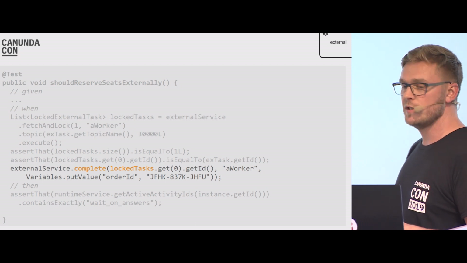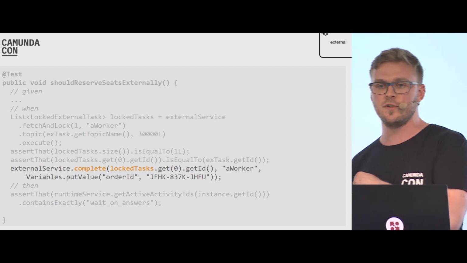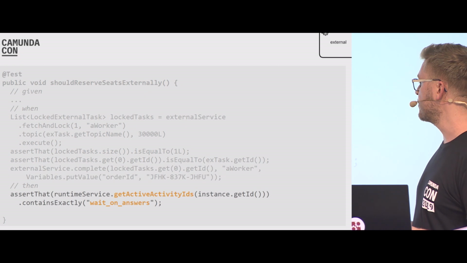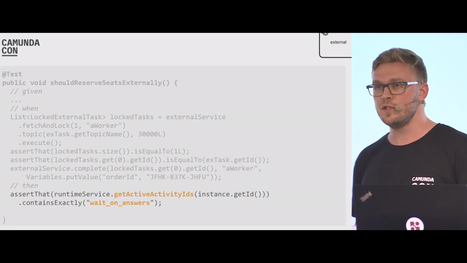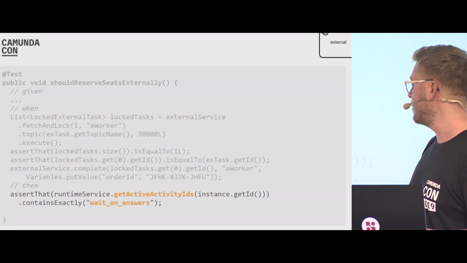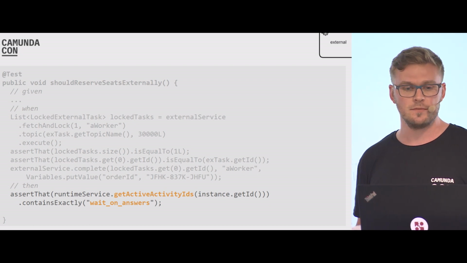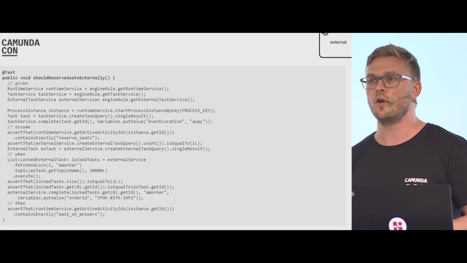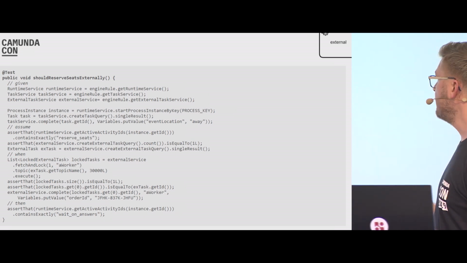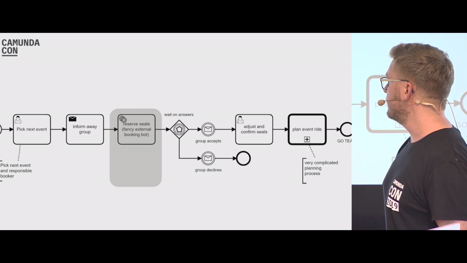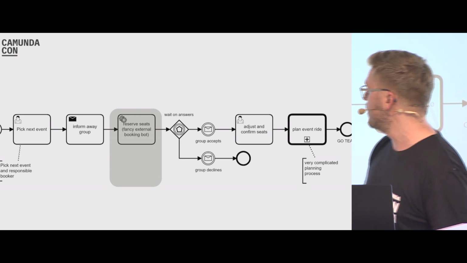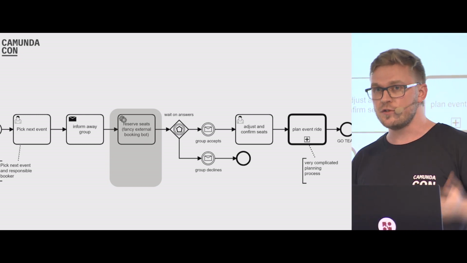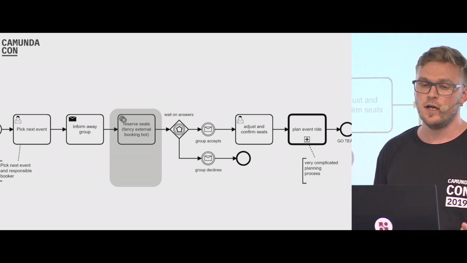And then we have our lovely variables again here. So again, if you're lucky, you use the variables class. If not, you're using the hash maps again. And all of this just in order to assert that now, again, our lovely active activity IDs method just hands over the wait on answers activity, which is the event-based gateway. So this is all the code you had to write to just make sure you can get past an external task in your model. That's actually a lot of code. So you made it from the start event over the user task, over to the external task. And that's actually a lot of code to write just to make sure that this kind of basic thing works.